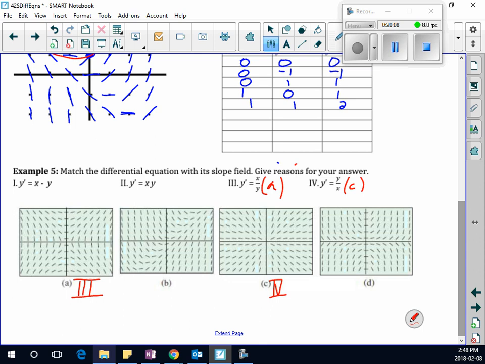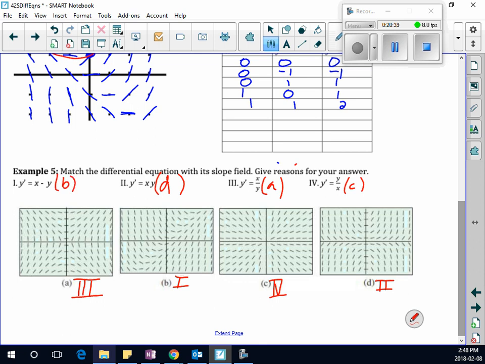So let's use logic of how this stuff is here. For instance, when x is 0 and y is 1, it's a negative slope. This looks good and promising for sure. This one definitely doesn't work. So by elimination, for sure, this is 1, and this is 2. This is D. And this is B, yes?